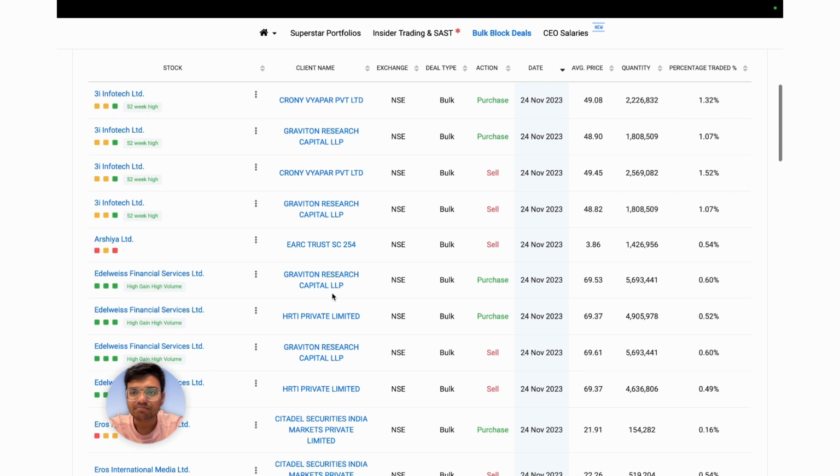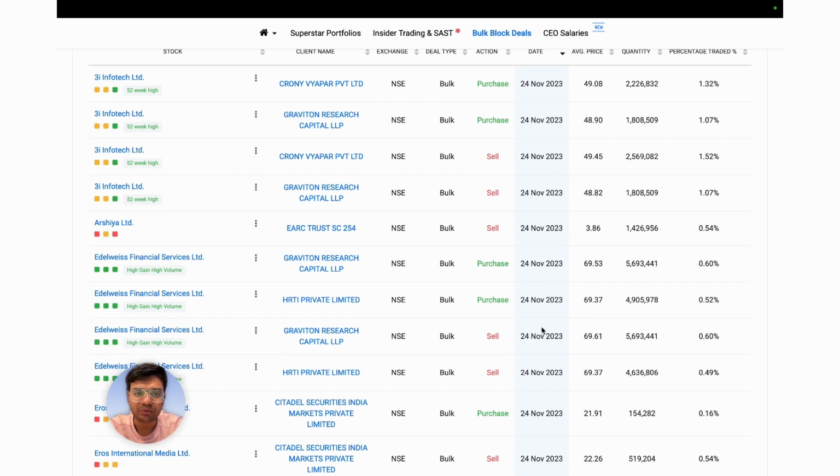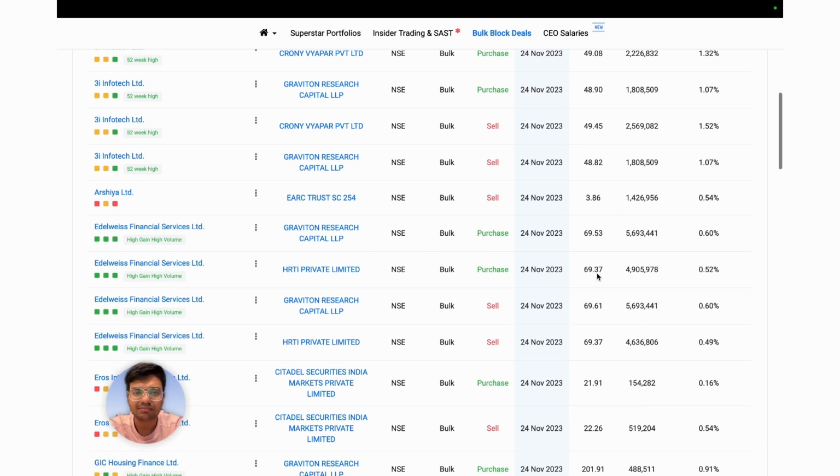Okay, now you can see for Edelweiss, Graviton Research actually bought Edelweiss on 24th November. Okay, and again, you can see that on 24th, they have also sold it. They sold it for 69.61 and bought it for 69.53. If you are seeing something like this, just ignore it. Sell, buy, sell, not your game.